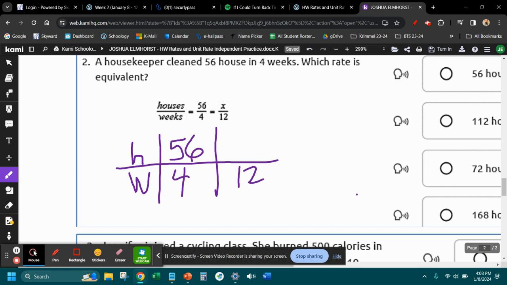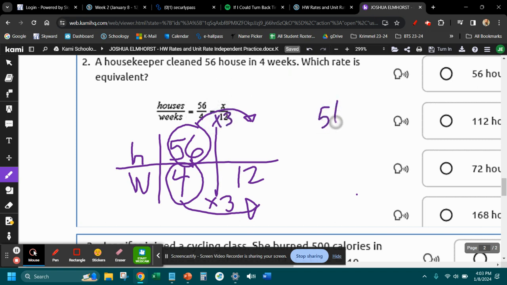Problem number 2, the ratios are given within the proportion. So we're going to compare weeks and houses and use that comparison to help us solve. 4 times 3 is 12. So 56 times 3 would be your solve.